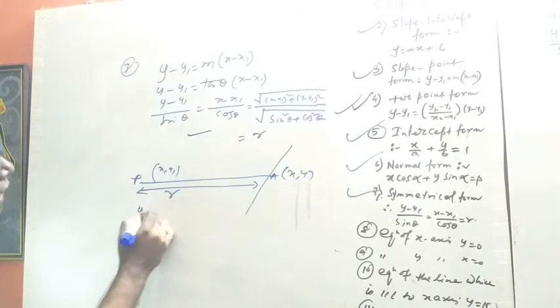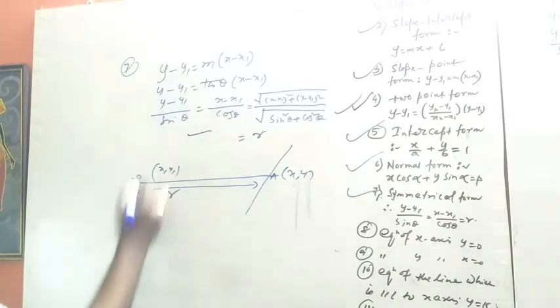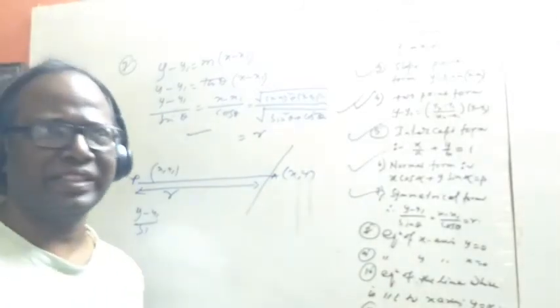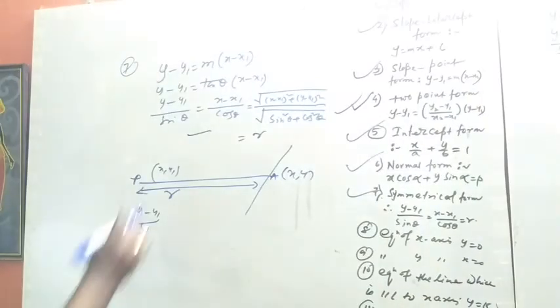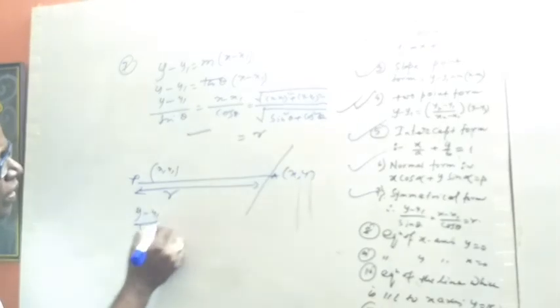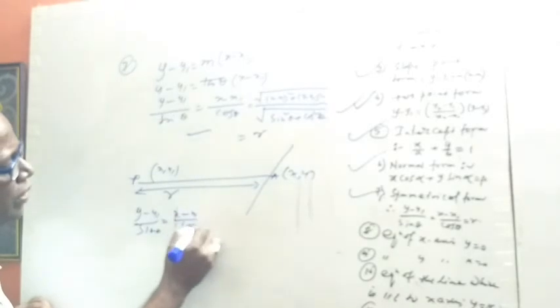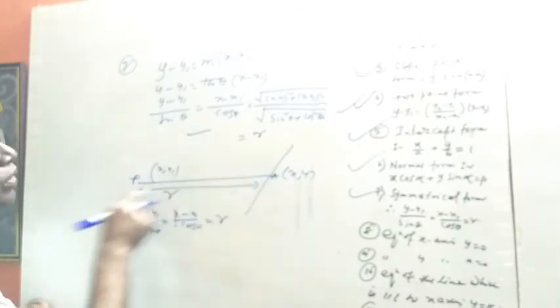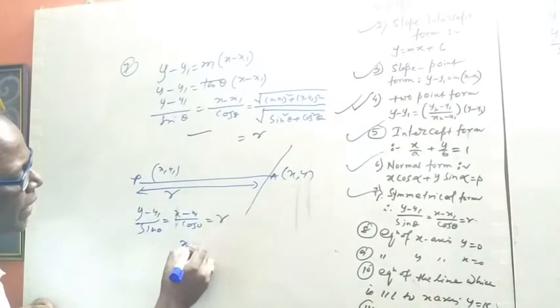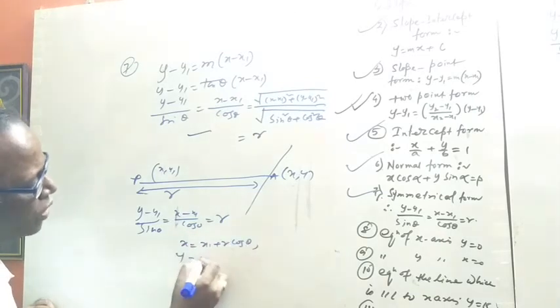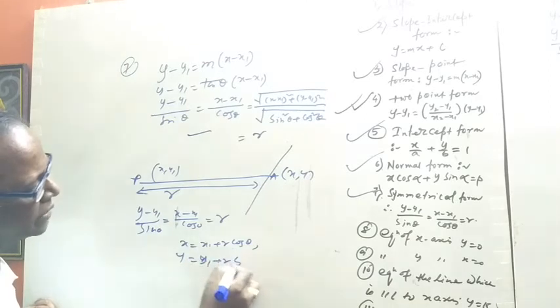So from that point, the line is y minus y1 by sin theta, meaning this angle, it makes an angle theta with the positive direction of the x-axis, and that's why this is called the slope tan theta. Tan theta is broken down and written this way. So y minus y1 by sin theta, equals x minus x1 by cos theta. So this is r. So a variable point on this line is x equal to x1 plus r cos theta, same as y equal to y1 plus r sin theta.